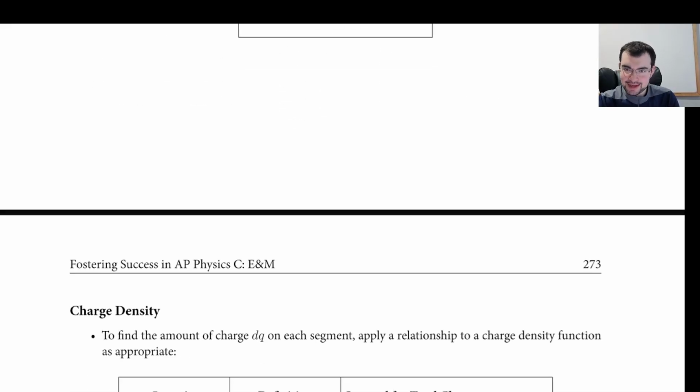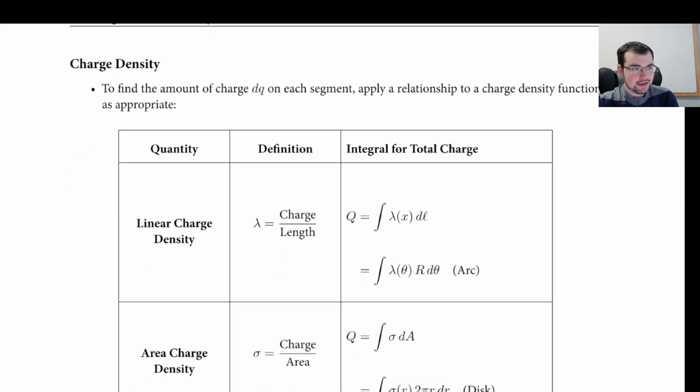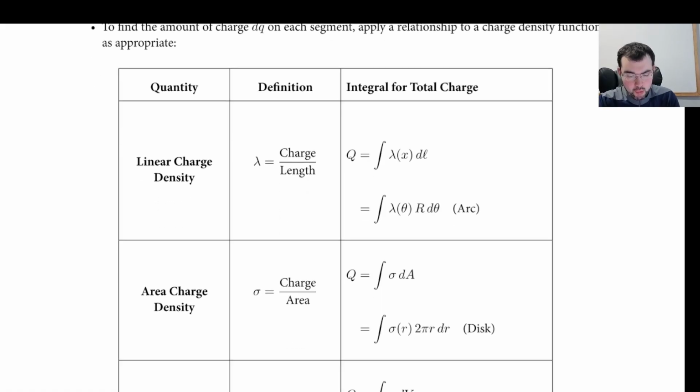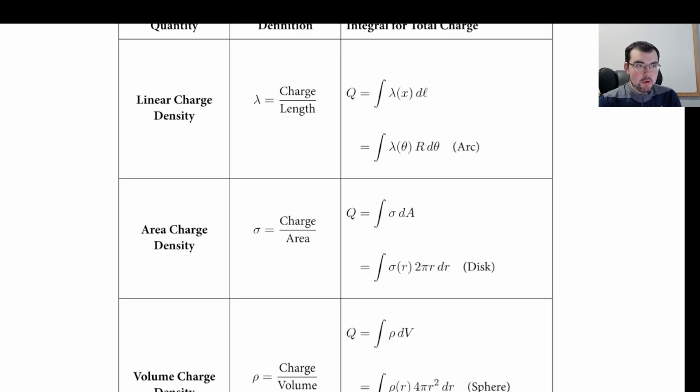So in order to do that, the first thing we'll introduce more formally is our three types of charge density. If you have a one-dimensional object like a ring or an arc or a line of charge, we define this lambda as the charge per length. So if you want to find the total charge, you can just integrate all of those charge per length times length segments.